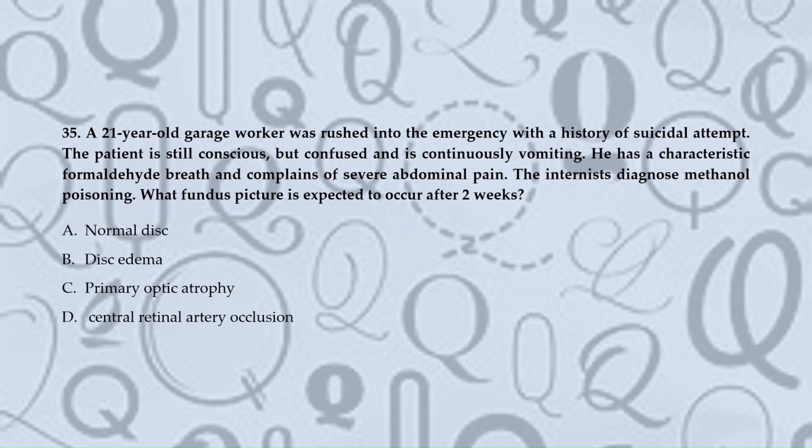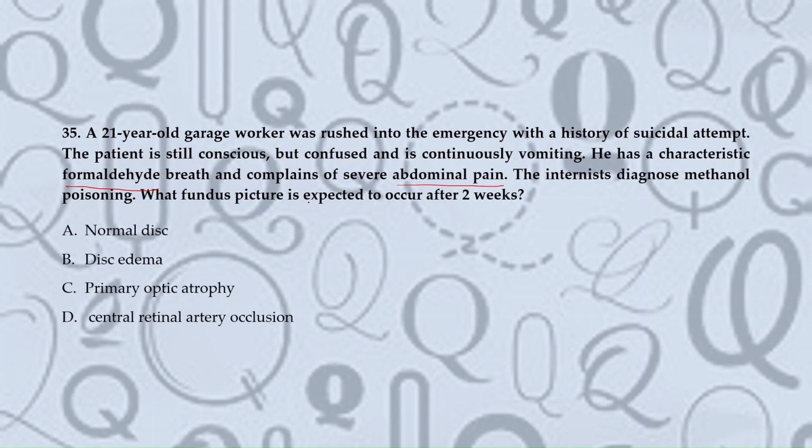So they have given a diagnosis of methanol poisoning, but even in absence of this, you should be able to get the diagnosis because they have given two good hints here: formaldehyde and abdominal pain. There is systemic acidosis. So what do you expect in the fundus after 2 weeks?